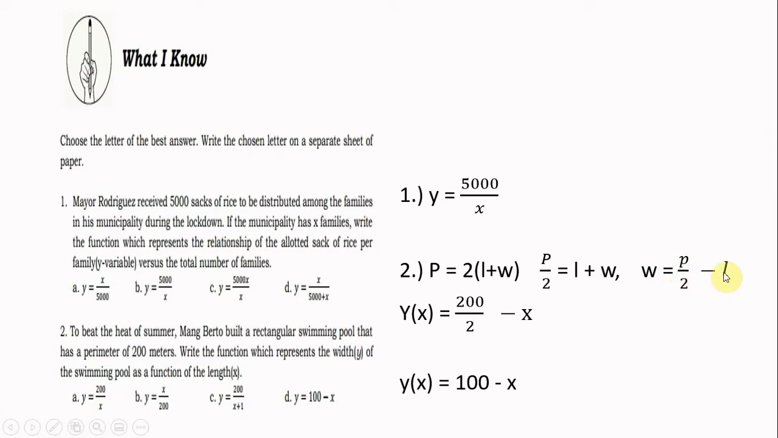So width is equal to perimeter over 2 minus length. Okay, now since we are asked to replace the width by y, or express the width y as a function of the length, which is x, so y of x is equal to 200 divided by 2 minus x. So our answer is y of x equals 100 minus x.